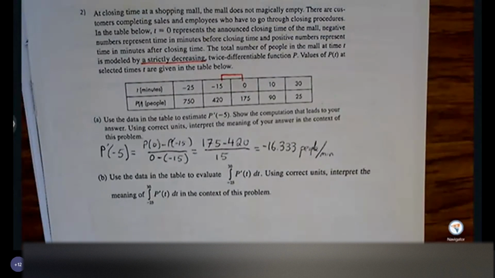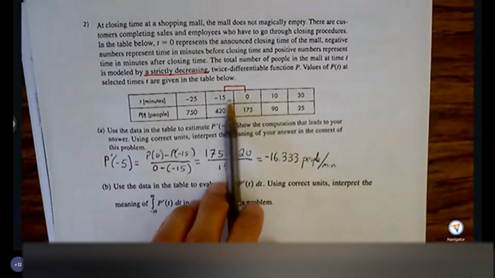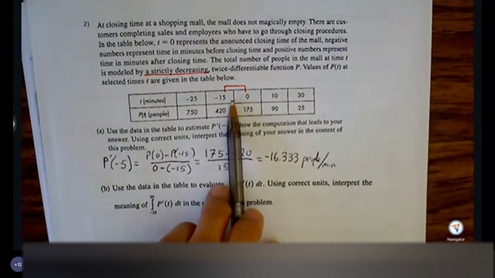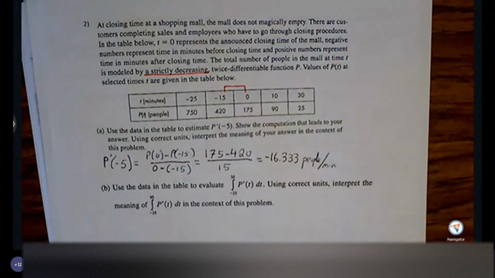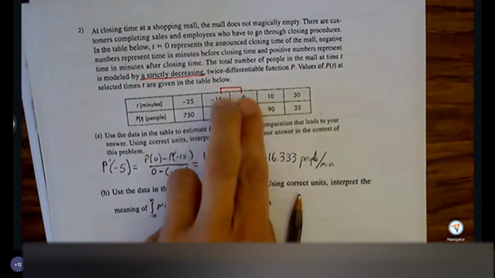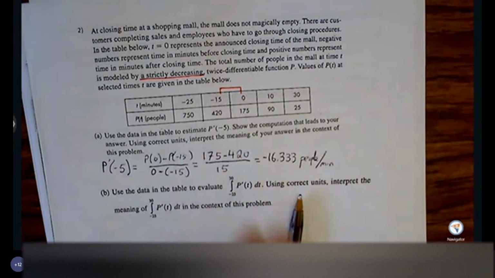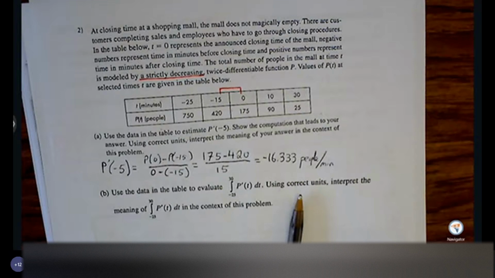Was there a reason why you chose -15 and 0? The reason why I chose -15 and 0 is because these are the closest ordered pairs to -5. So that's going to be my best chance of getting the best approximation. If I choose values further away, it's still an approximation, but it's not as good, because the closer you are, the less chance you have of things changing. Right.